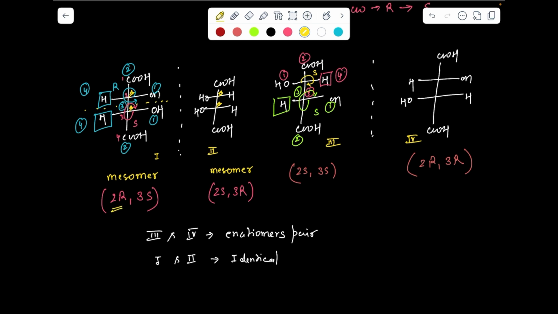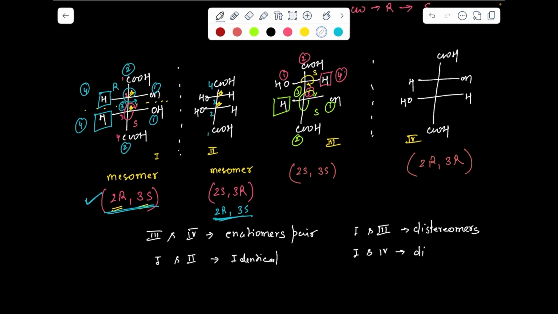But if 2R and 3S, and if I start giving numbers from the bottom side, IUPAC pattern, then the second number becomes R and the third number becomes S, which matches with this. So the nomenclature has become the same, that's why they are identical. However, individually you can say the one is meso and the second is also meso. Where if I take 1 and 3, 1 and 4, these are diastereomers, non-mirror images of each other.